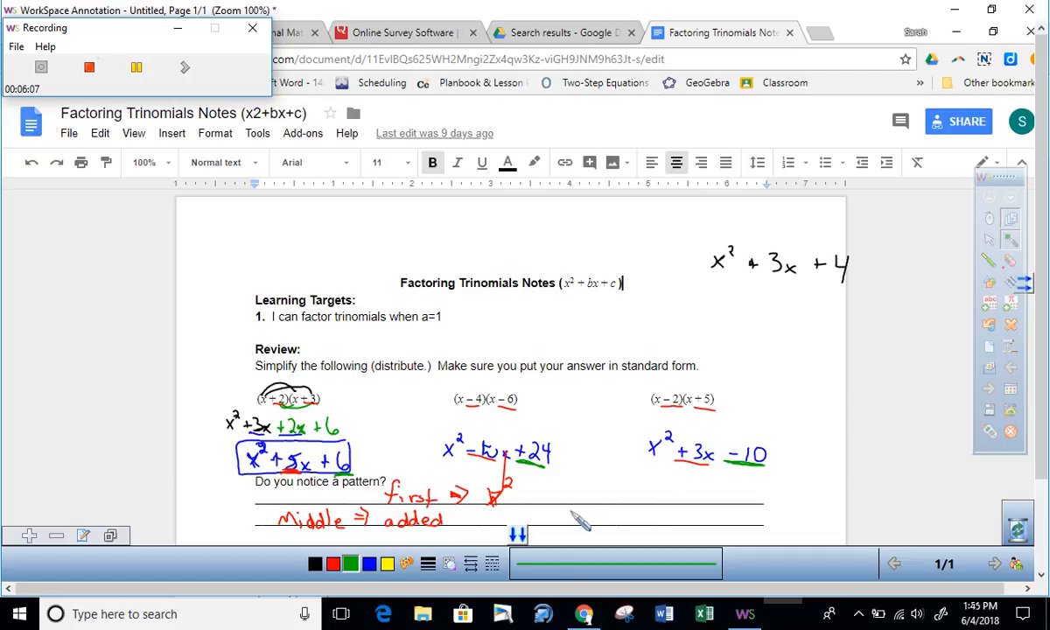Okay, so for me, I see that when I add those two numbers in the binomials, which is a 2 and a 3, when I look at those two numbers, if I multiply them, I get 6. If I multiply negative 4 and negative 6, I get positive 24. If I multiply negative 2 and positive 5, I get negative 10. So to get the last term in your standard trinomial down here, you multiply the numbers in your binomial.